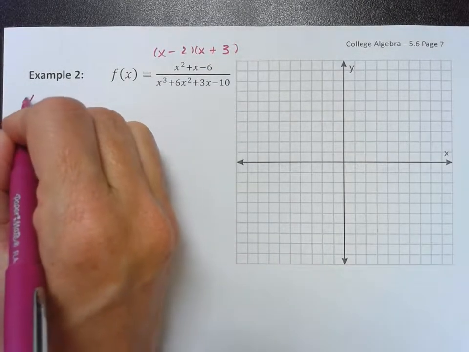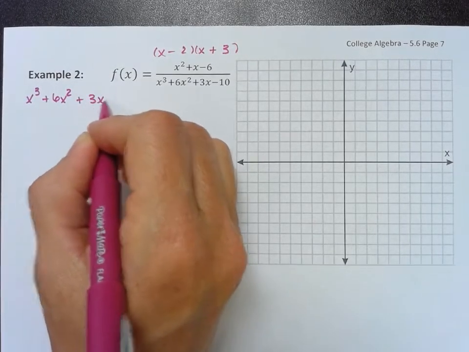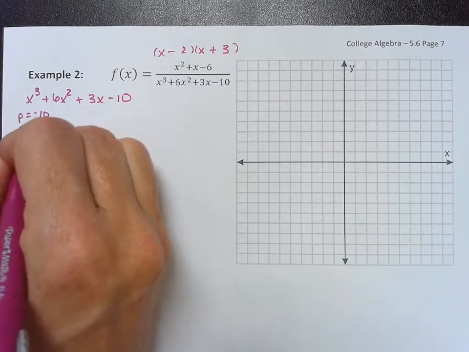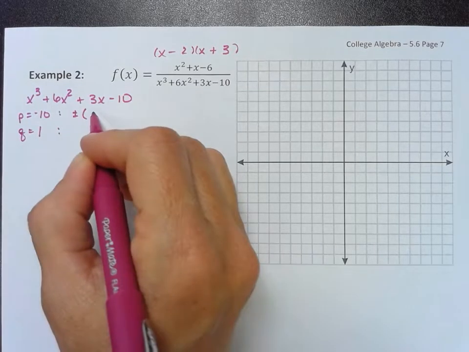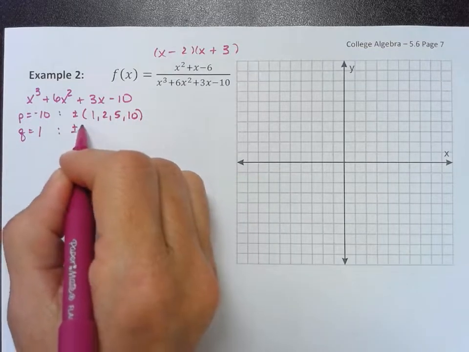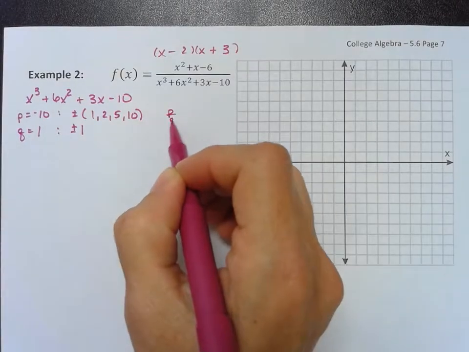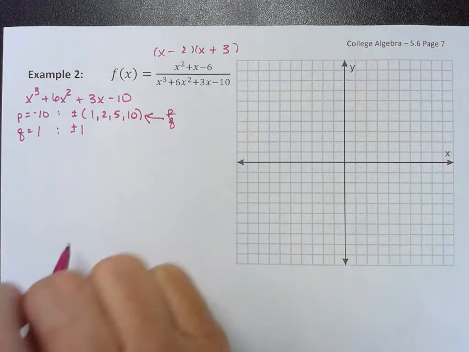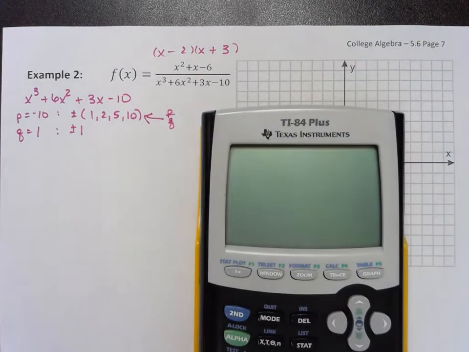So for x cubed plus 6x squared plus 3x minus 10, p is -10, q is 1. We need factors of both. Factors of 10 are 1, 2, 5, and 10. Factors of 1 are just 1 and 1. So when we do p over q, we put all of these over 1, which means we pretty much just get that list, right? So from there, we start testing them.